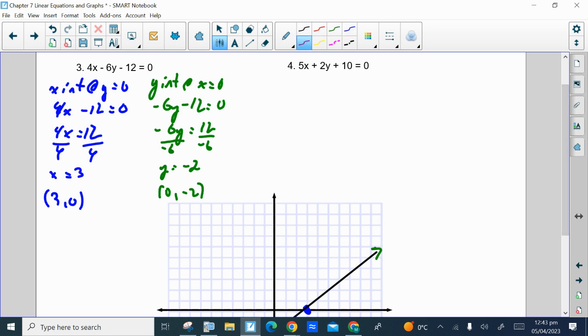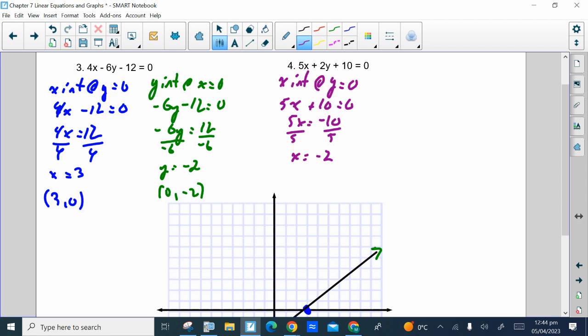Number 4. How do we find the x-intercept, Keen? You let y equals 0. Yes. So again, the y term disappears, so you're left with 5x, and then you have a plus 10. Need to solve for x. We'll subtract 10 from both sides. That gives us negative 10 on the right. And then divide by 5, and we'll get x equal negative 2. Negative 10 divided by positive 5 is negative 2.